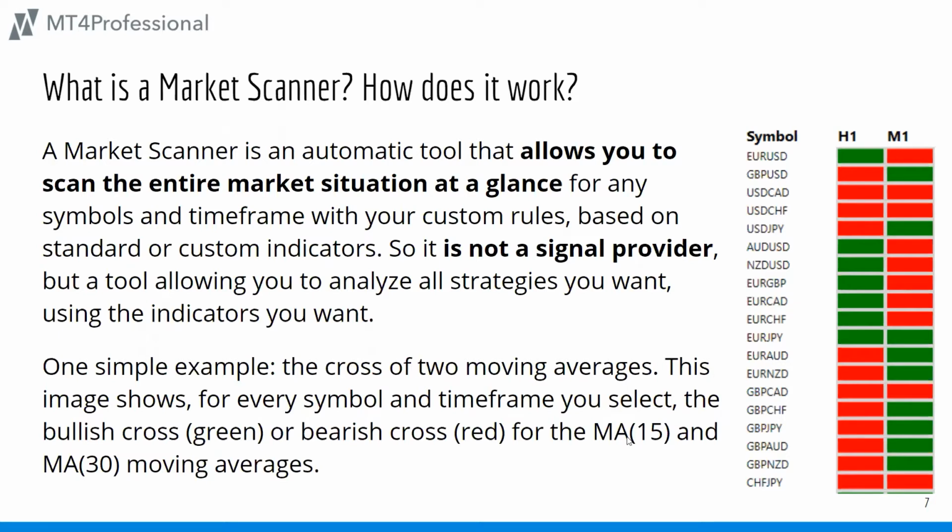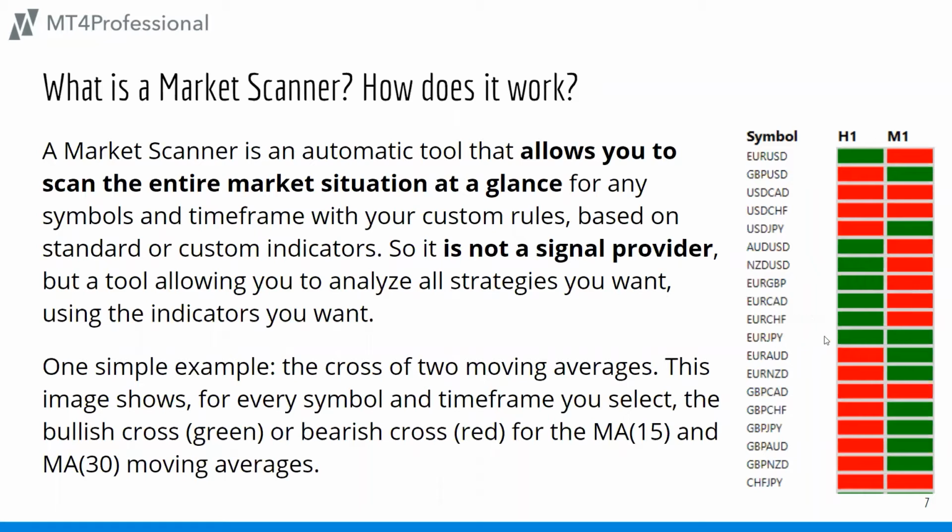So looking at a 15 period and a 30 period moving average, we can see very quickly that if a scanner was running this strategy, we could see, based upon multiple time frames and multiple instruments, very quickly which ones are set up to be bullish or bearish, or maybe not even a good trade setup at all.